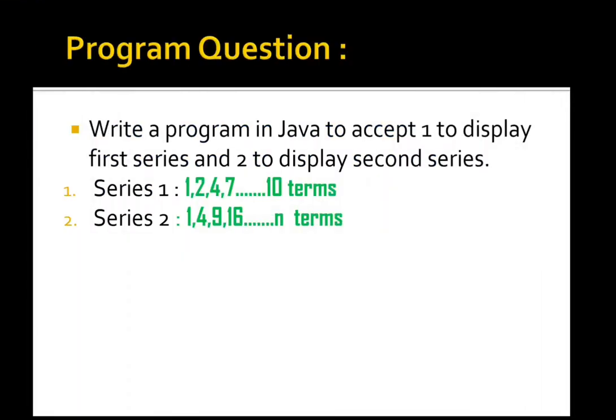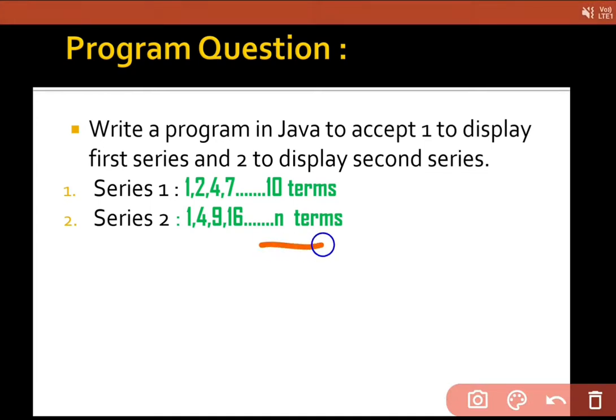Now, next question from you all. If I am having a question like this, what do I have to do? Write a program in Java to accept 1 to display the first series and 2 to display the second series. Means we are having 2 series with us. Now we have to enter something from the user. Now we have to ask the user whether you want to display the first series or the second series.